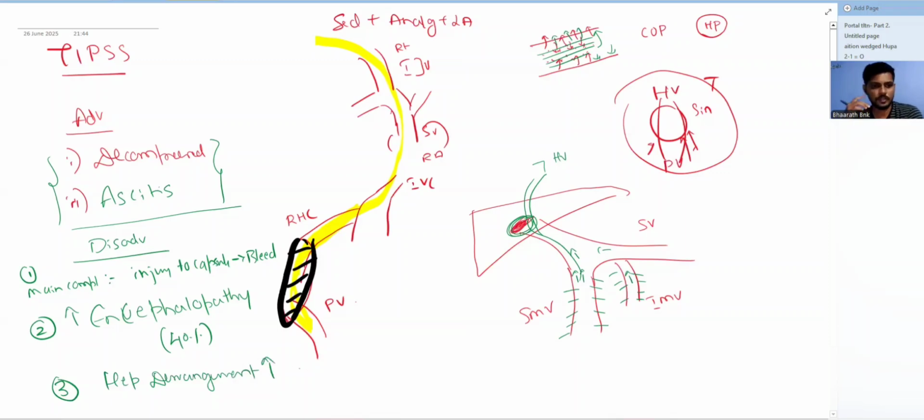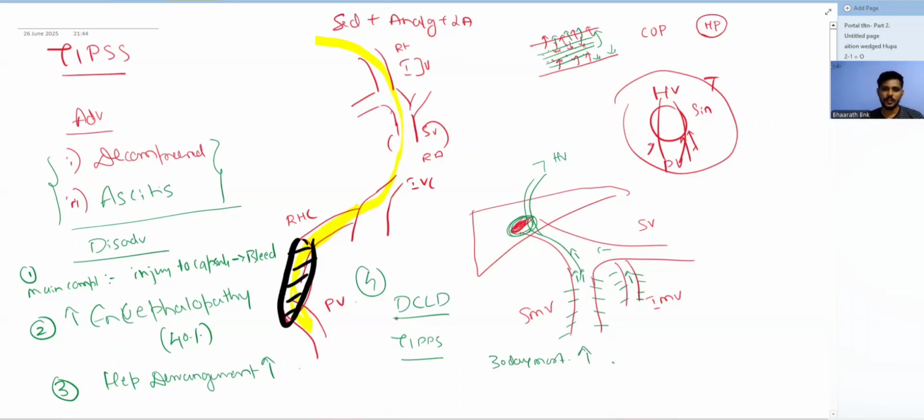One, the most common complication is the injury to the capsule, which leads to bleed. Second, because the liver is not detoxifying the toxins, there is increased risk of encephalopathy. And third, there is hepatic derangement. And fourth is a little controversial, that is in patients with DCLD. So in patients with DCLD, if TIPS is done, it is observed that the 30-day mortality is increased. Right? So TIPS, if done in DCLD patients, 30-day mortality is increased.